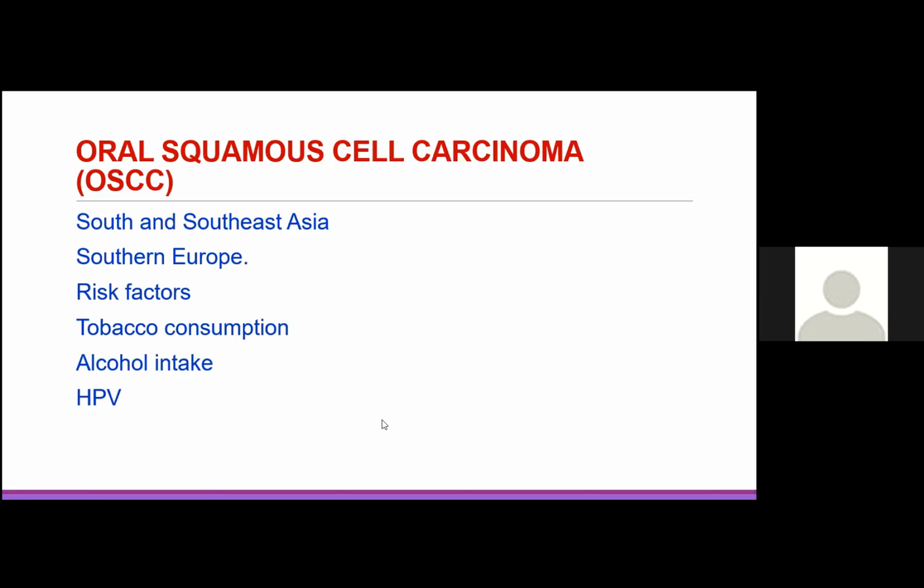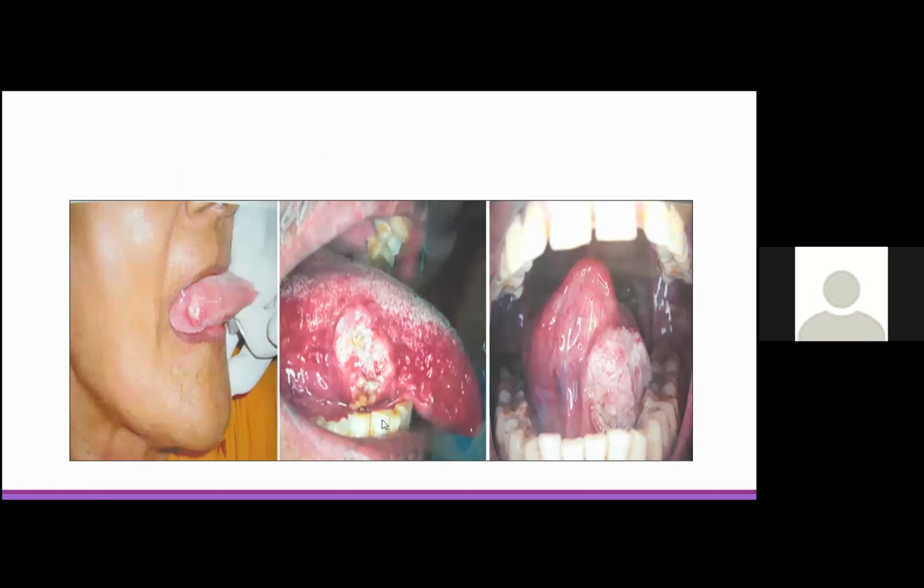Now, of late, in certain conditions, HPV, human papilloma virus, has also been the culprit for oral squamous cell carcinoma. These pictures show that oral squamous cell carcinoma can start as a tiny lesion on the tongue, and it can be very, very aggressive. In the third picture, it is involving almost the entire lower part of the oral cavity, floor of the mouth, jaw, and adjoining structures.